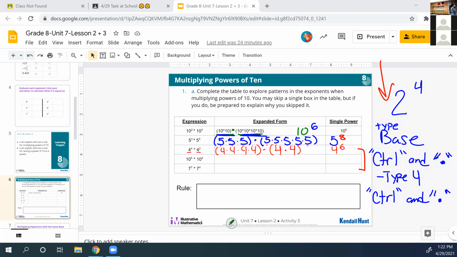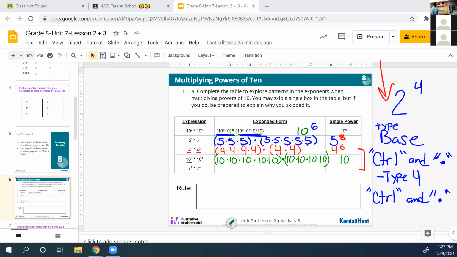Okay? So now this time, we're doing a group of 10 five times. 10, 10, 10, 10, 10. And we multiply them. And then we multiply that by 10 four times. 10, 10, 10, 10. Okay. So if I bring it into a single exponent here, what am I going to get for an answer?